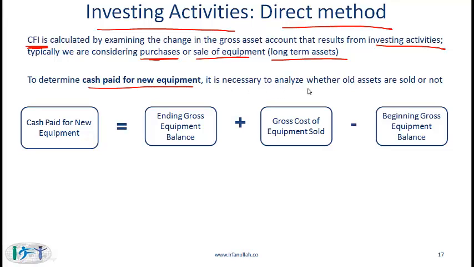To do so, we must analyze whether old assets are sold or not. And here is the simple expression that you need to know. The cash paid for new equipment is equal to ending gross equipment balance plus gross cost of equipment sold minus beginning gross equipment balance. You need to make sure you understand what gross means.